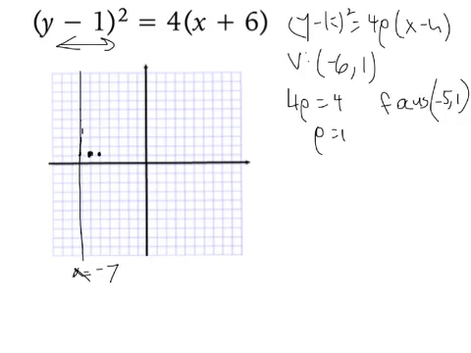Alright, and 4p is 4, so I need to go up 2 and down 2 to get my latus rectum, which is in red here. And then we just draw right there. Okay, axis of symmetry is y equals 1. And that should be it.